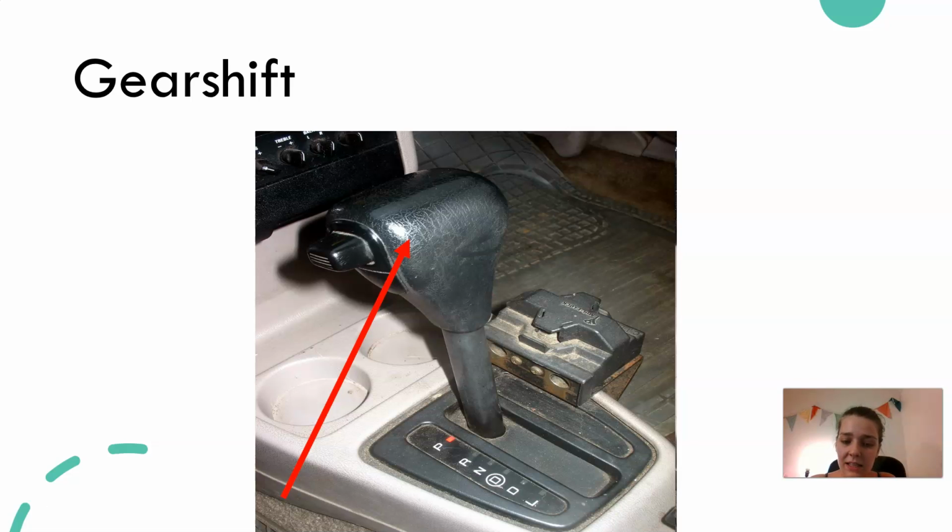Gearshift. So this is the gear shift of an automatic car. P stands for park. The car is stopped, not moving. R is for reverse. That means go backwards. N is for neutral. That means no brake, but not forward or backwards. You use neutral when you need to push a car with your hands. D is for drive. That means go forward.